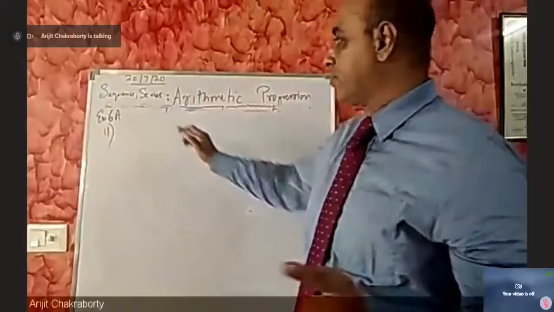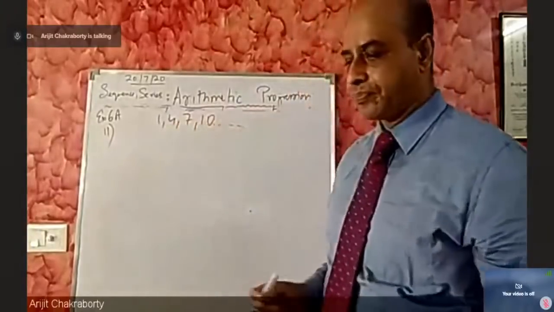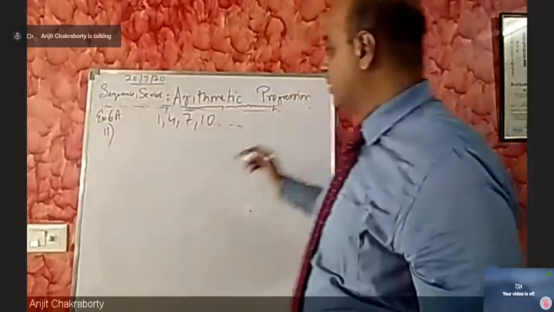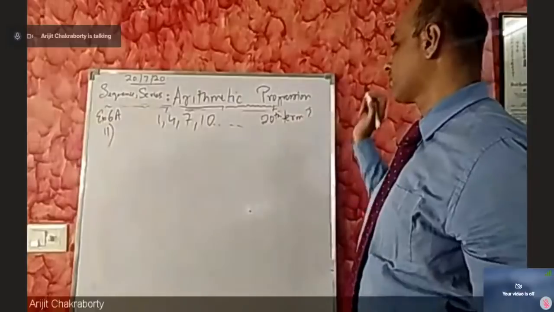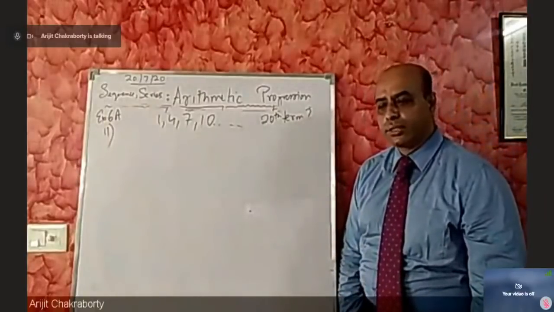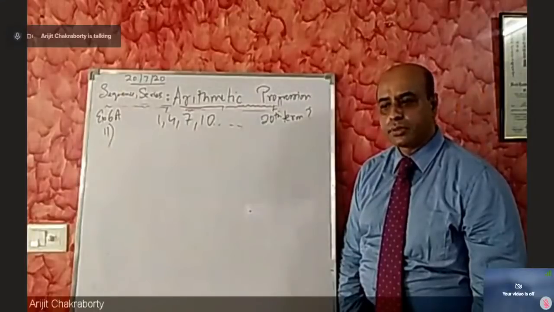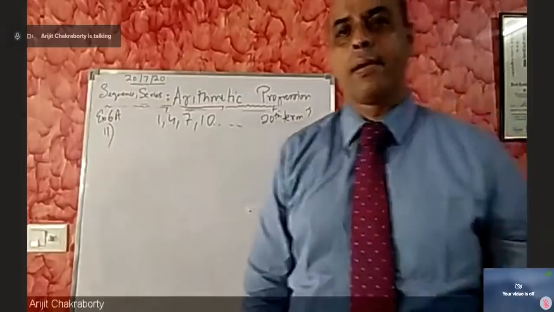There is a progression given: 1, 4, 7 and 10 and so on. You have to find the 20th term. What is the 20th term? 1, 4, 7, 10 is given. You need to find out the 20th term. Exercise 6a number 11. Please open that.